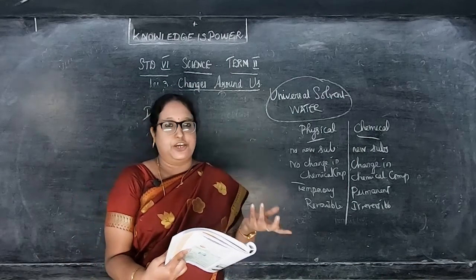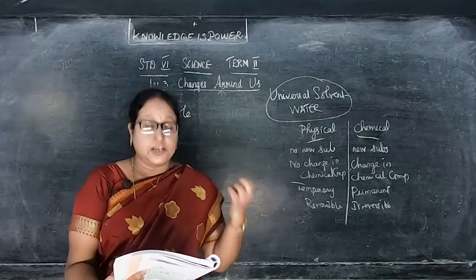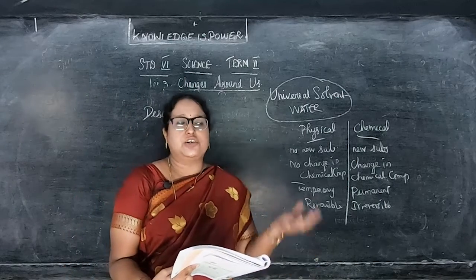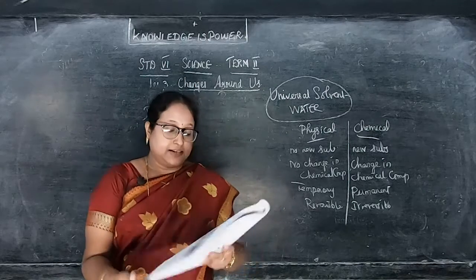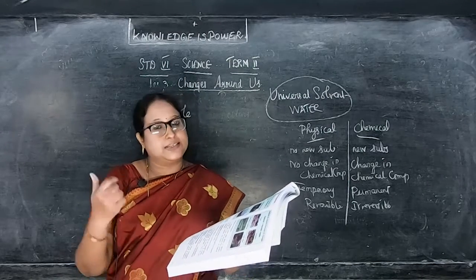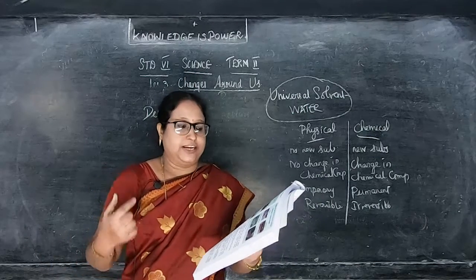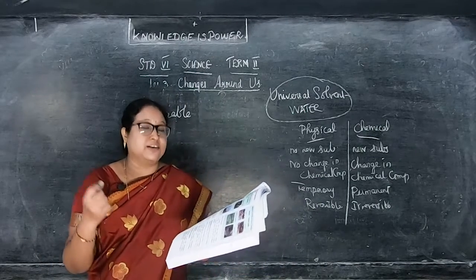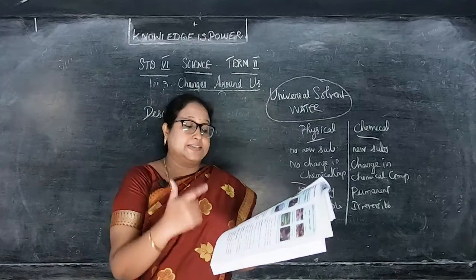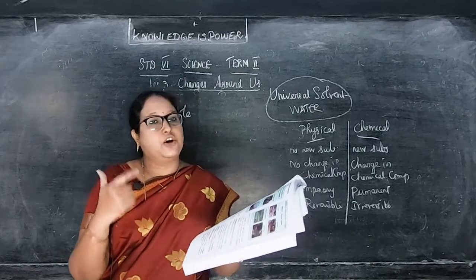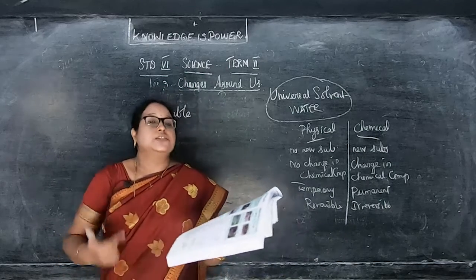For example, ripening of fruit, then growth of the plants, cooking of food, milk changing into curd, all these are desirable and safe to the environment and not harmful. Then undesirable, that is harmful and not desired by us. For example, deforestation, decaying of the fruit, and rusting of wine, which is very harmful. So desirable means very safe to our environment and not harmful, and undesirable changes are very harmful to our environment.